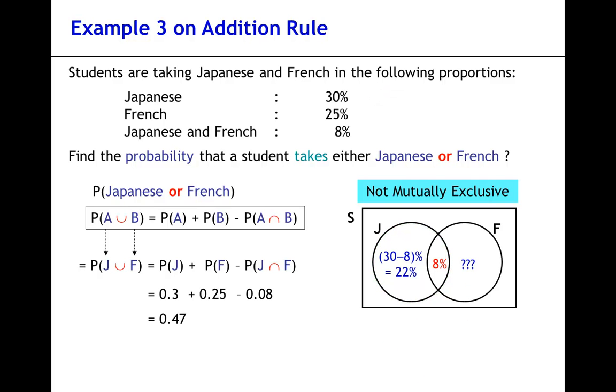Now, what is the probability of students who take French only but not Japanese? Well, the 25% given here refers to the whole circle of F. Hence, this region takes on the value of 25 minus 8%. If we add these three regions in the circles together, they should add up to exactly 47%, as indicated by our calculation earlier.